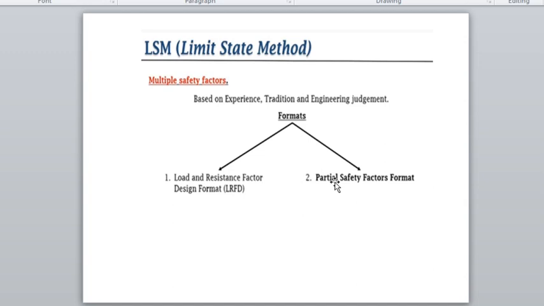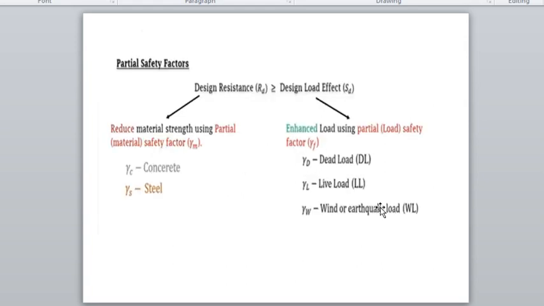Here in working stress we are using only factor of safety. In limit state we are using partial safety factor. So the safety factors are of two types, these two. And LRFD, the load and resistance factor design format, is used in America, the US, and in India we are using the partial safety format. So here, in the limit state method, we are using the partial safety format. This will be more clear as we discuss more. So in India, we are having partial safety factors.